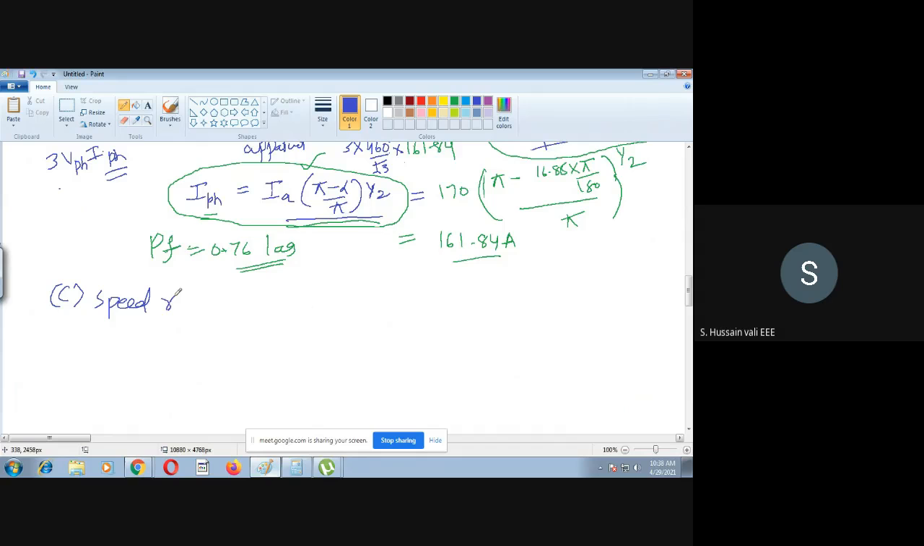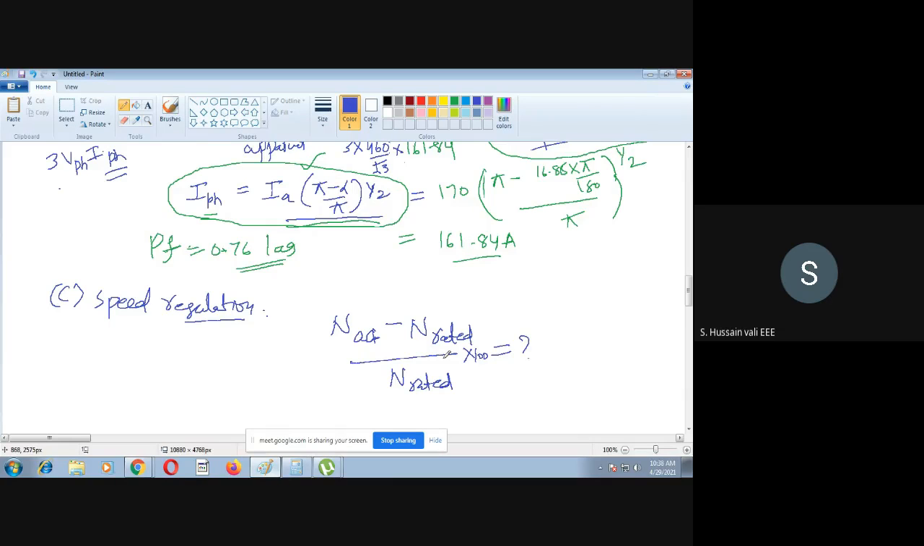Speed regulation is something like percentage error in the speed. That is, n actual value minus n rated, divided by n rated. You multiply with 100 if you want. Whatever answer you got, that's called the speed regulation, just like percentage regulation. Even in the case of the transformer, if you remember, we find out the voltage regulation: one voltage minus the other voltage divided by the rated voltage.